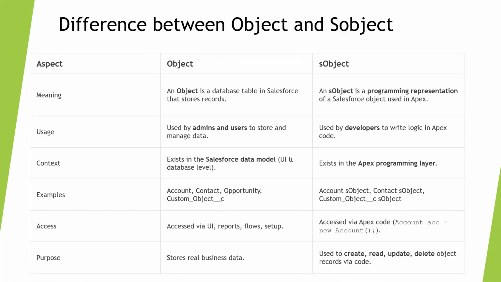Next is purpose. So what is the purpose of an object? It stores real business data. And what is the purpose of an S-object? It is used to create, read, update, and delete object records via code.